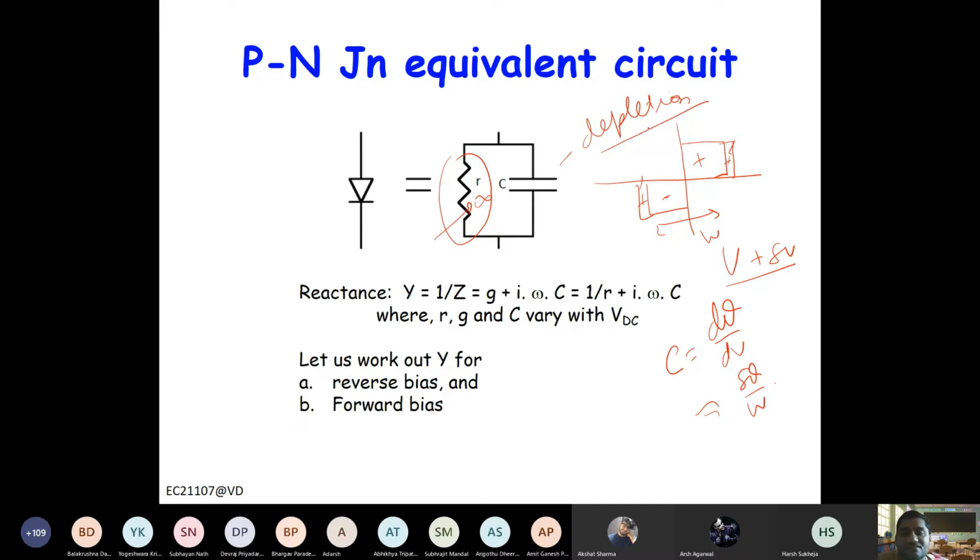What will happen in forward bias? If you recall the forward bias, now this depletion region is reduced, right? And you have the minority carriers injected here. So you have two types of charge, depletion charge and this minority carrier charge. So when you increase the voltage, let's say your V becomes V plus delta V, then this charge will increase, this charge will increase, and this depletion charge will reduce, right? So let me use a different color.